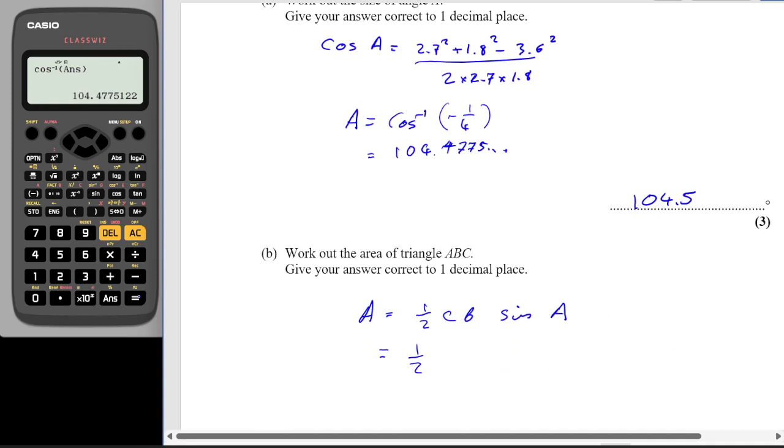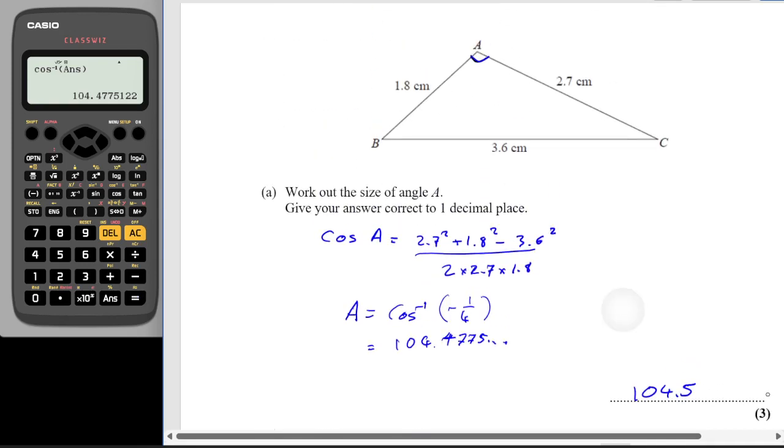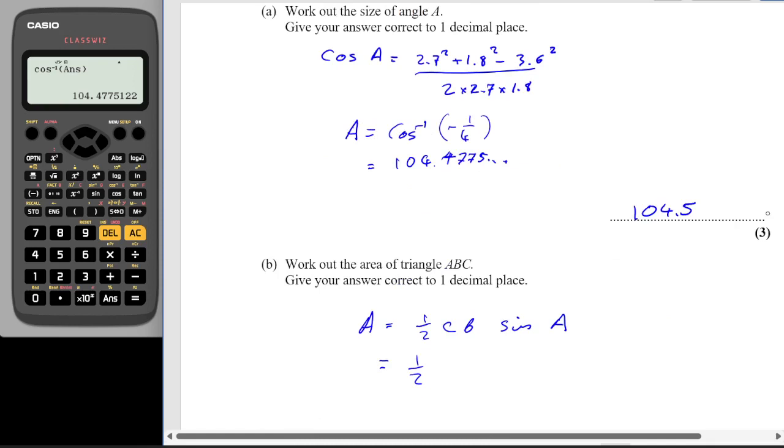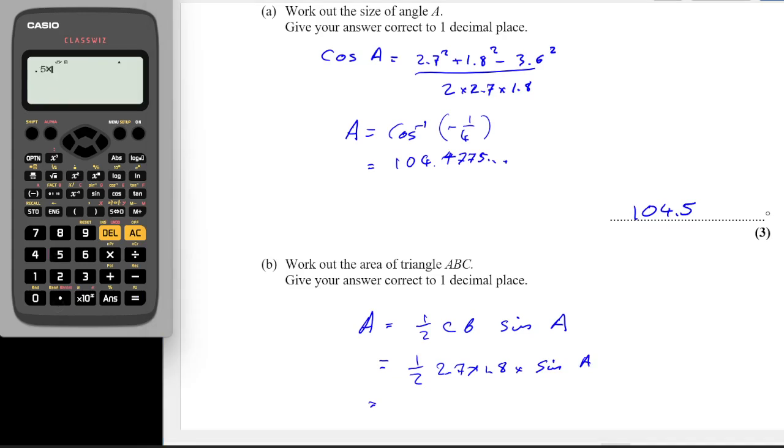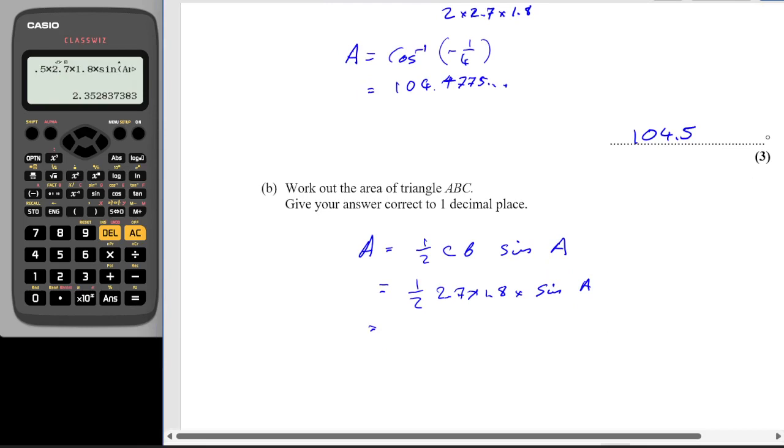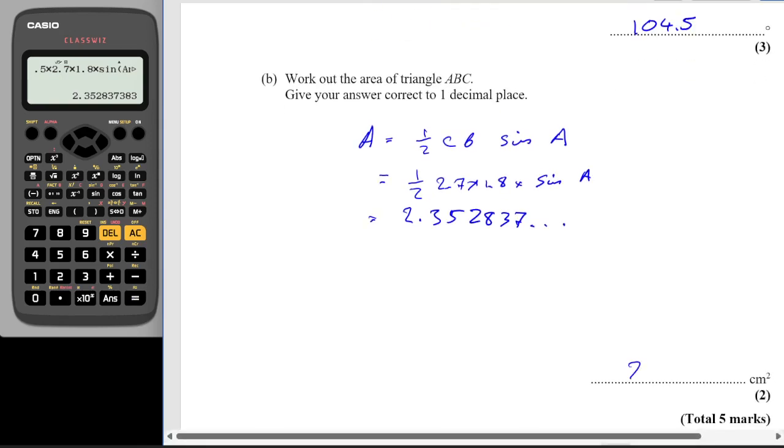So I'm going to do a half of 2.7 times 1.8 times sine of the angle, and we've got the angle still in our calculators, so it's going to be 0.5 times 2.7, sorry, not 27, 2.7 times 1.8 times sine of the angle. So that's going to give me 2.352837 and then round it to one decimal place, that's going to be 2.4.